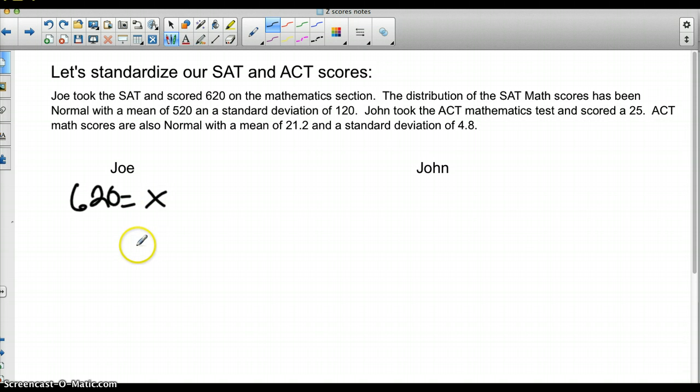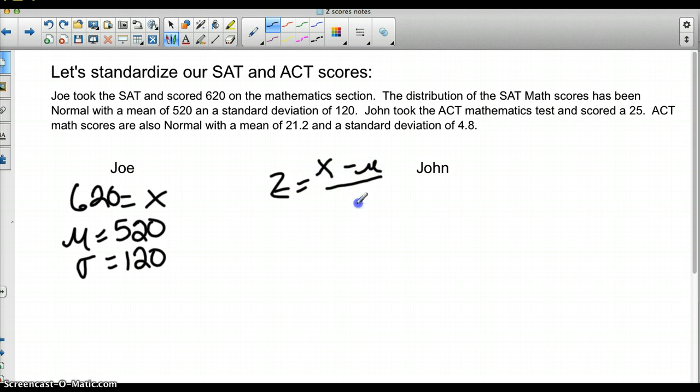That's his data value. The distribution of the SAT scores is normal with a mean of 520. So we have a mu of 520 and a standard deviation of 120. Okay, so if we're going to find Joe's z-score, we're going to use the formula z equals x minus mu over standard deviation. Remember, you need to start remembering that formula. For now, you can keep referring back to it. So now just substitute in for your three variables that you know.